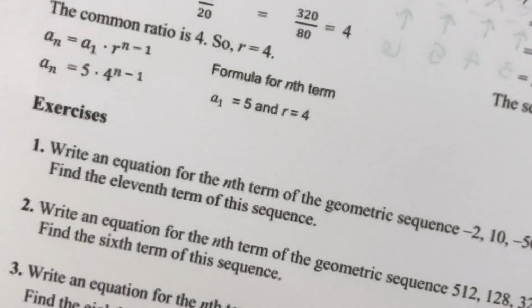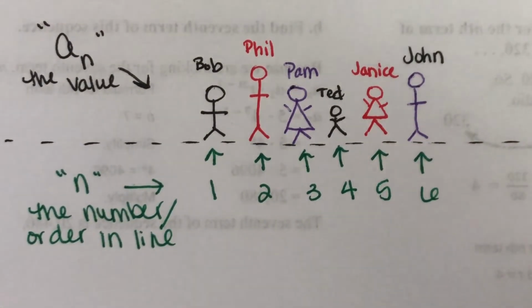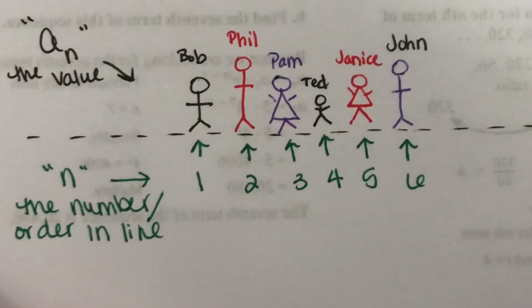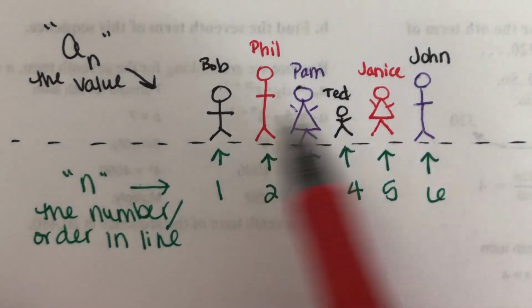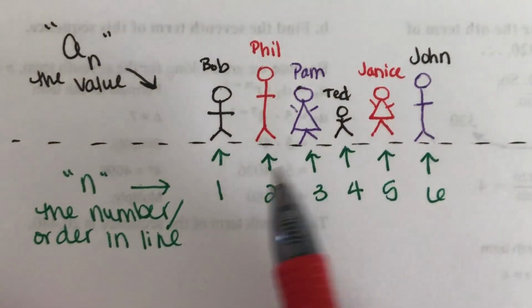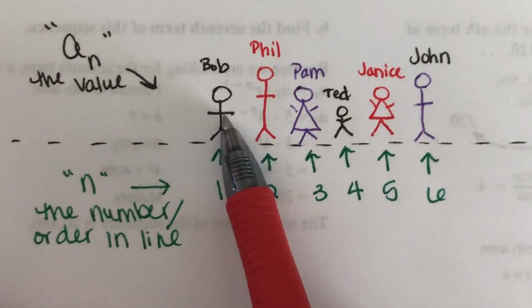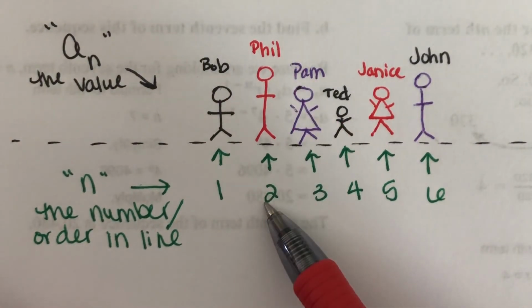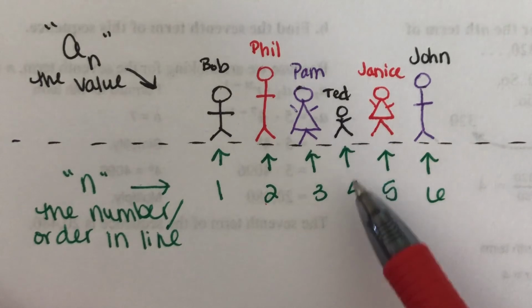Some people can't wrap their minds around that. I drew a little visual on the back of my paper to maybe help. It's probably saying the exact same thing. If you had a line of people, right? We've got Bob, Phil, Pam, Ted, Janice, and John. If we have all these people here in line, they're in an order, right? The first person in line is Bob. He got there early. He's an early bird. Phil is the second person in line. Pam is the third. Ted is the fourth.